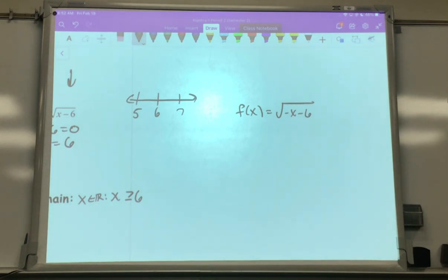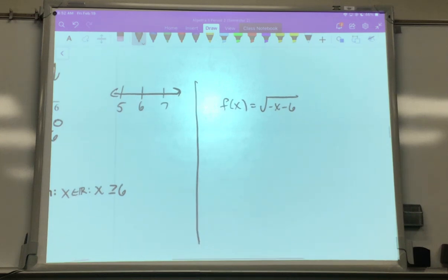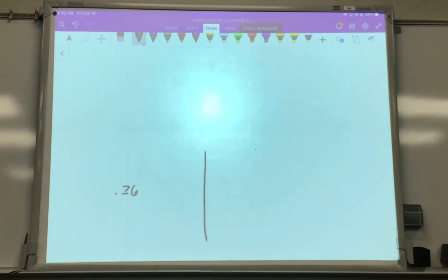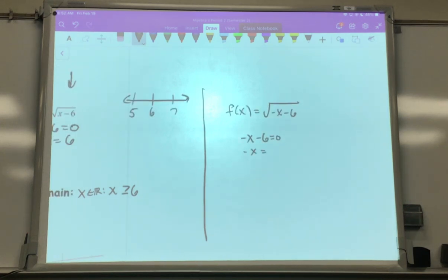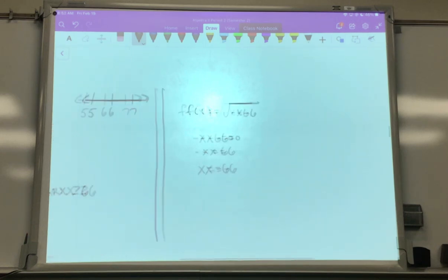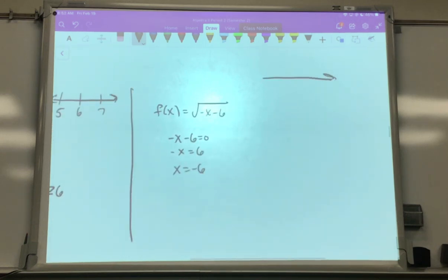Okay, you'd set that equal to 0, right? It'd have to be negative 6 or lower. Okay, so you'd set that radicand equal to 0. Get negative x equals 6. x equals negative 6, correct? So that point is negative 6.